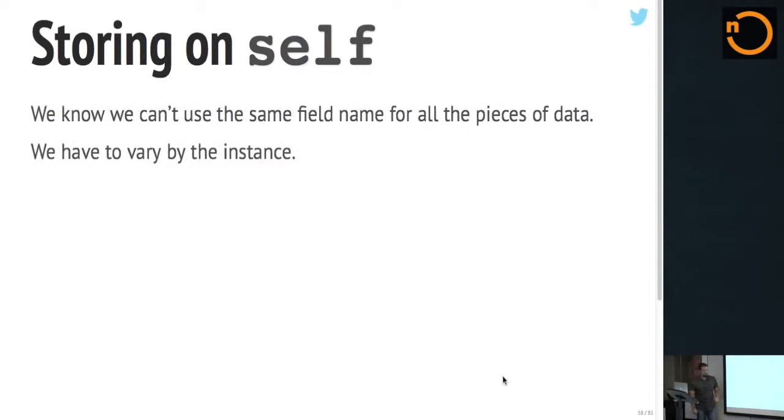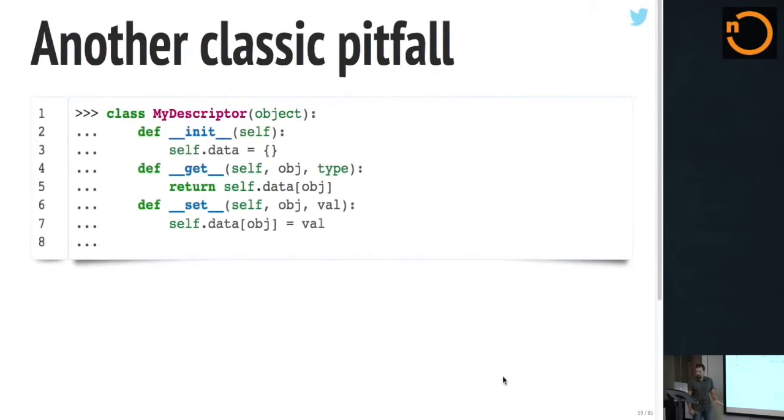Let's try storing stuff on self. So here's the problem. You can't just store stuff on self with the same field name. You've got to vary the field name. So what I might try doing is using object, that's the thing that I'm attached to, as a dictionary key. I'm going to make an empty dictionary in the constructor of my descriptor. When you try to retrieve the value of my descriptor, I say, well, which object am I attached to? And then I'll give you the value for that particular object. And the same thing with set: I'm just going to store the value that comes in, and I'm going to use the object as the key.